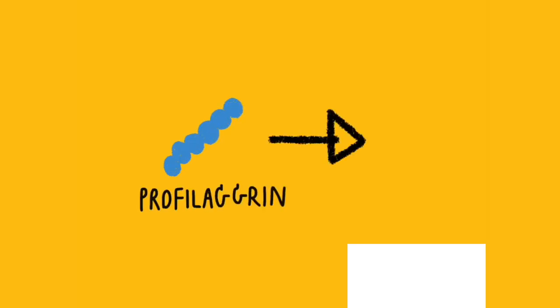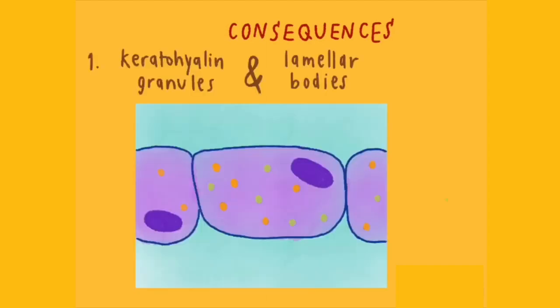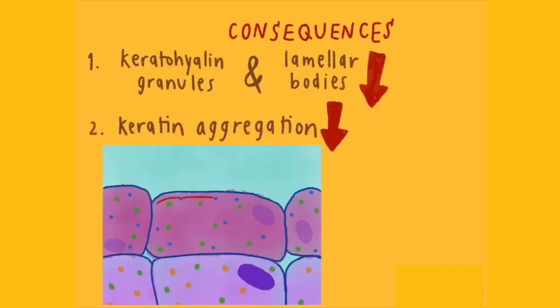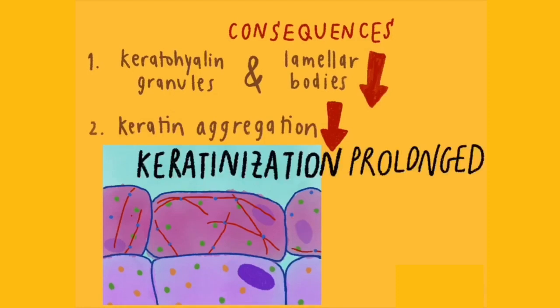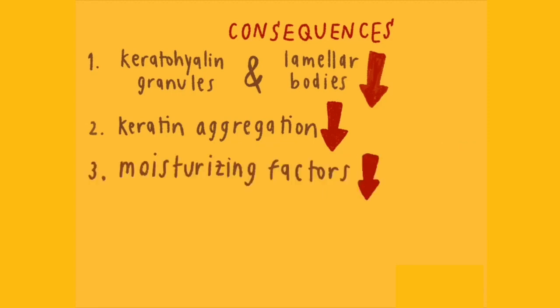This disease is actually caused by a mutation in the filaggrin gene, which causes profilaggrin to not be able to convert itself into filaggrin protein. Let's see what the consequences of this situation are. First, both keratohyalin granules and lamellar bodies will decrease. And as there is less filaggrin protein, the association of keratin filaments will decrease too. Therefore, the keratinization process is prolonged.